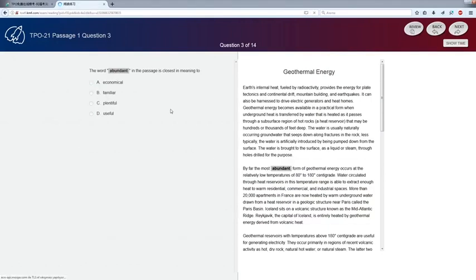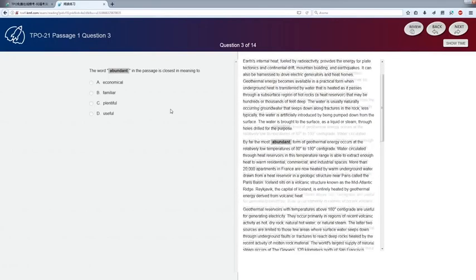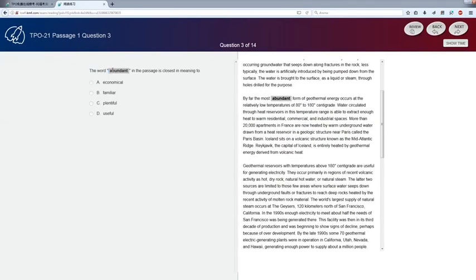So our third question is also a vocabulary question. Again, as you can see, it is talking about a word whose meaning is close to another word, and that's something that you need to find. So here it says abundant. I already know what abundant means. It means plentiful. It means having so much of something. Okay, but again, I want to double check.